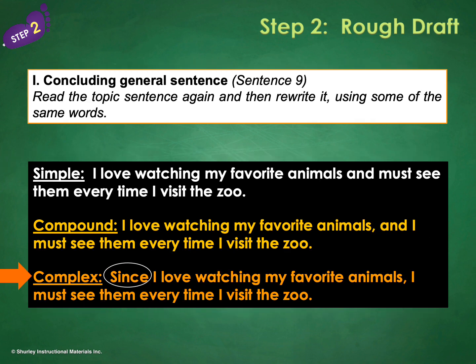Using the Shurley English outline, sentence number 9 is called the concluding general sentence. This sentence restates the topic sentence by using some of the same words stated in a different way, or by saying the same thing with an additional thought. For example, this one says, since I love watching my favorite animals, I must see them every time I visit the zoo.